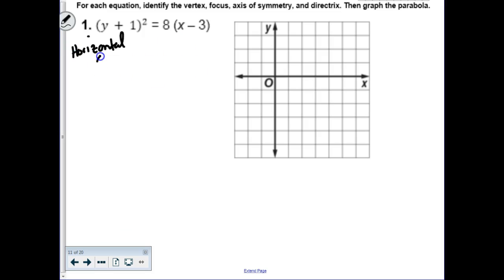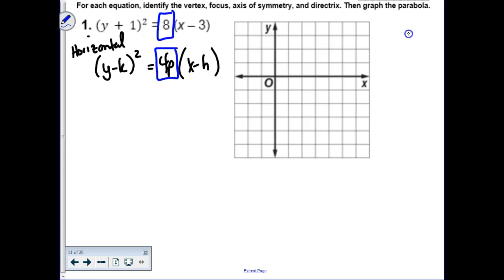So the horizontal parabola formula is y minus k squared equals 4p times x minus h. I think for our notes, it would be brilliant to write that down right underneath it so you can piece the puzzle together. First thing I'm going to do is figure out what p is. So 8 is the same thing as 4p. So if 8 is 4p, that means p is 2 when you solve it.